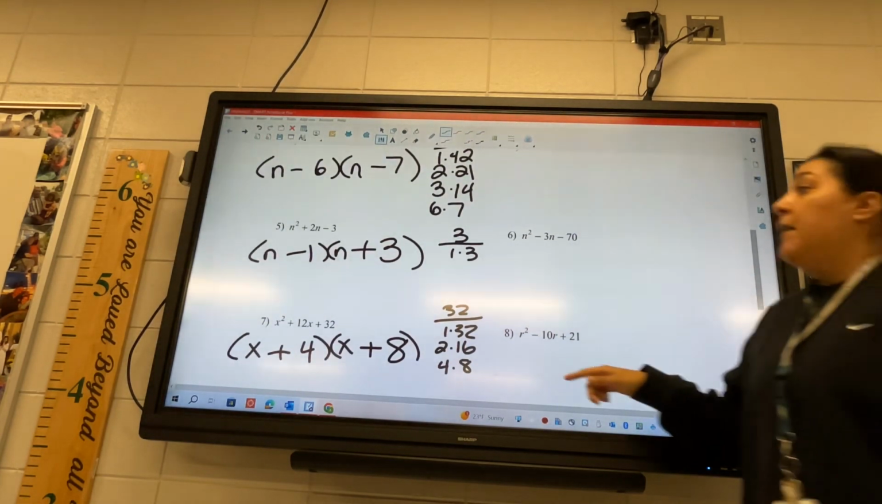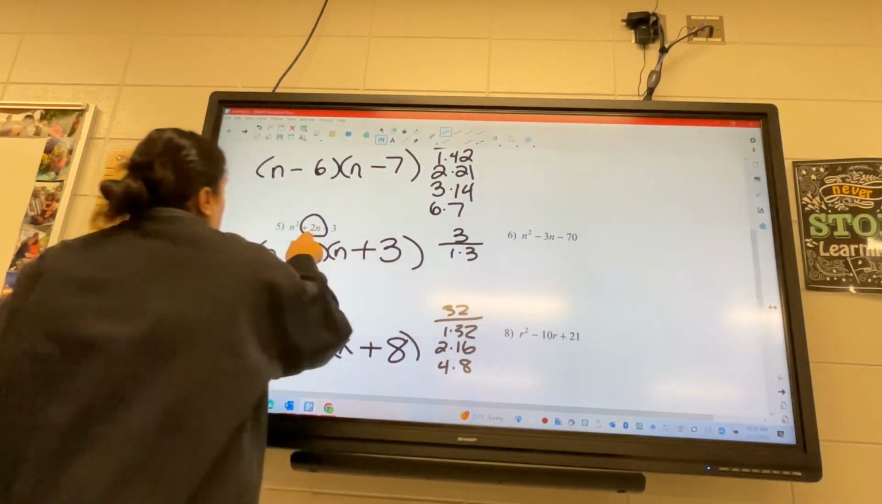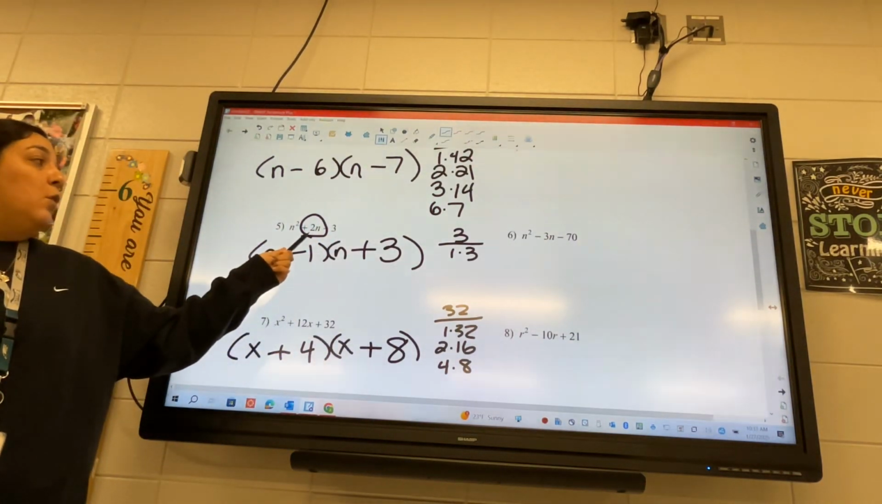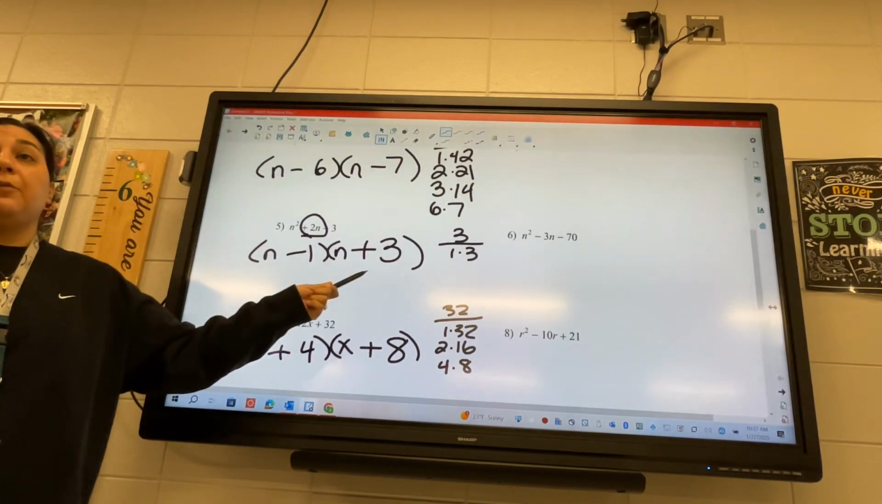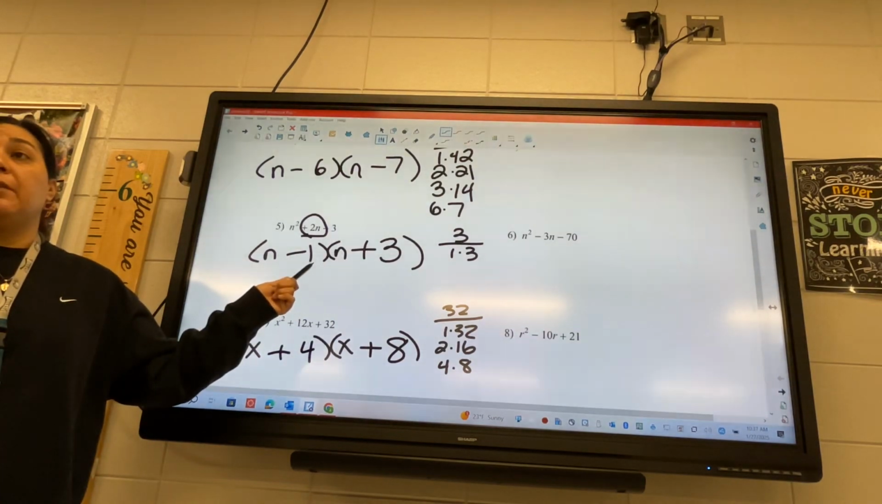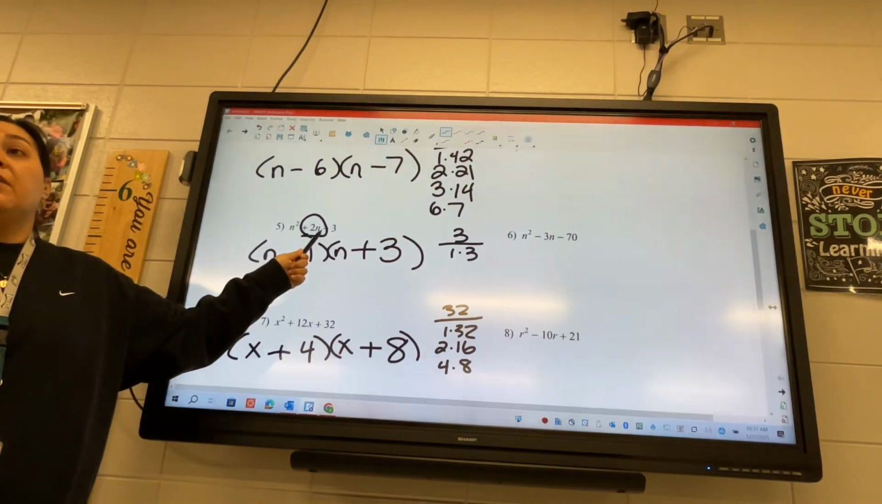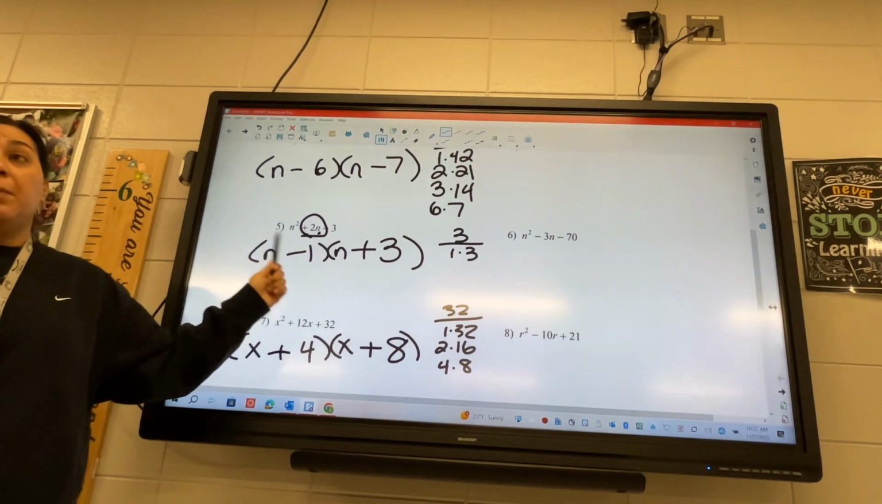Now let's look at this. The middle number is a 2. Okay? Look up here. The middle number is a 2. What was the biggest number we chose? 1 or 3? Which one's bigger? 3. Is the middle number bigger or smaller than 3? Smaller, which means you're going to have one positive, one negative.